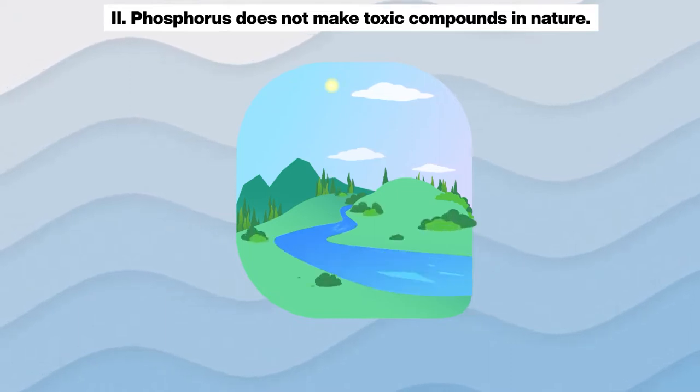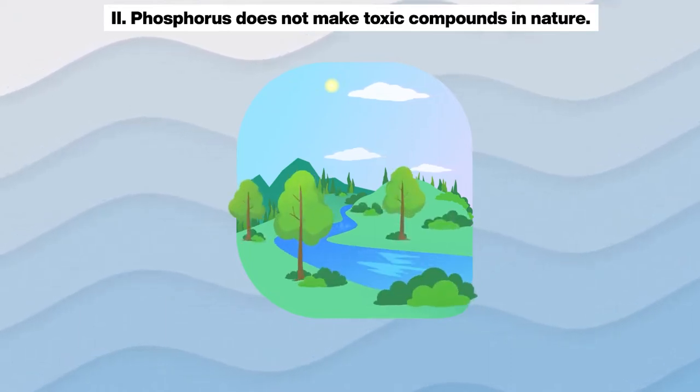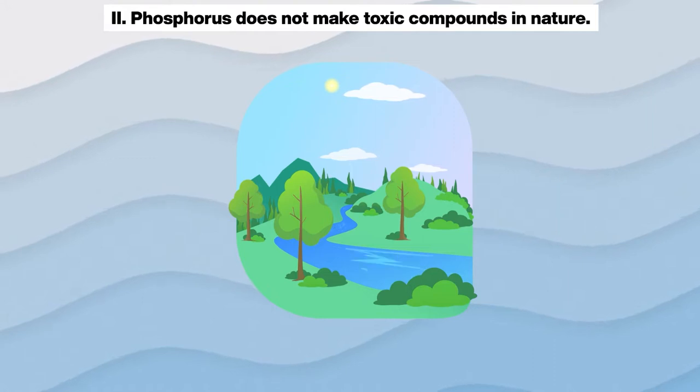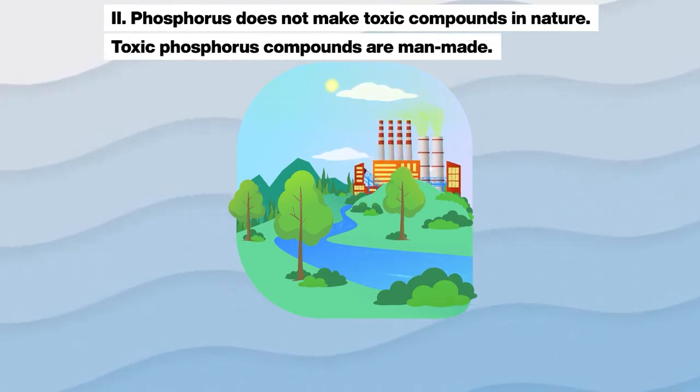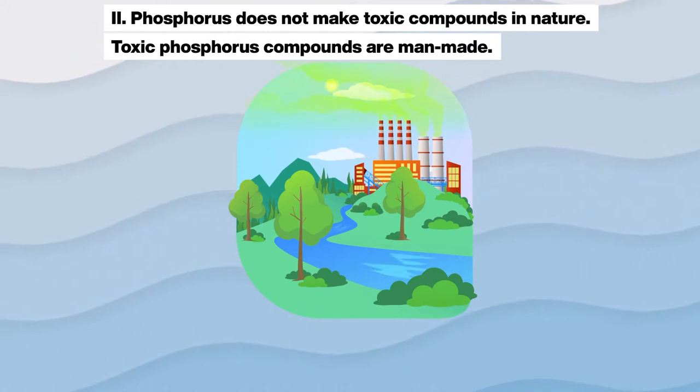Item 2. Unlike nitrogen, phosphorus doesn't make toxic compounds in its natural cycle. Toxic phosphorus compounds are man-made. Exactly, but we will talk about that a bit later.